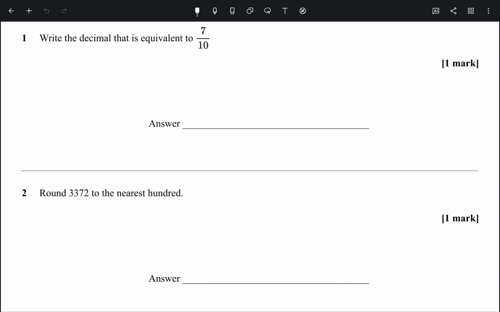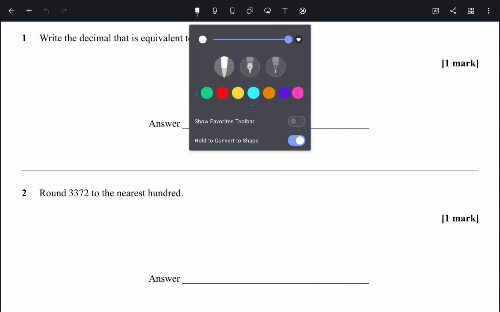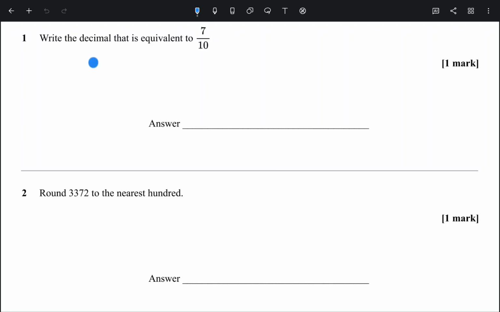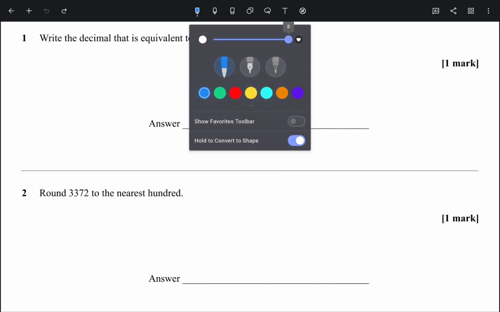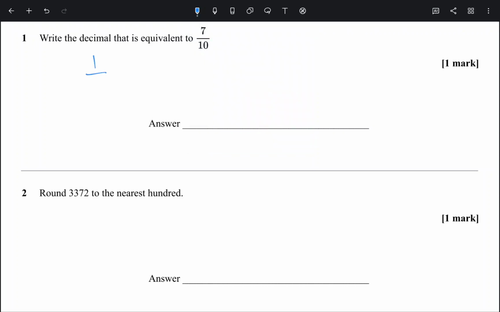Now, the first question reads, write the decimal that is equivalent to 7/10. The first question you need to ask yourself is, what is 1/10 as a decimal? We know 1/10 is the same as 0.1. So for 7/10, all you do is times it by 7. 0.1 times 7 equals 0.7. So your answer for the first question, 7/10 as a decimal, is 0.7.